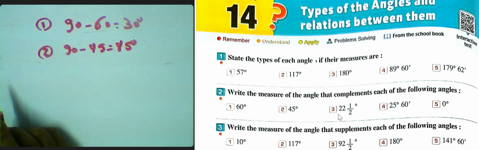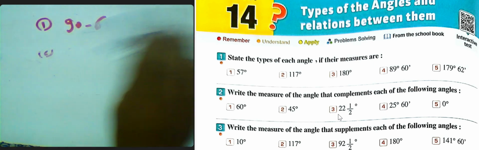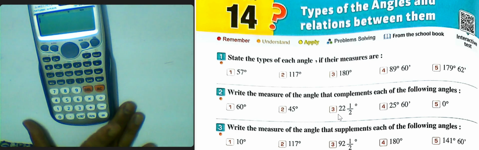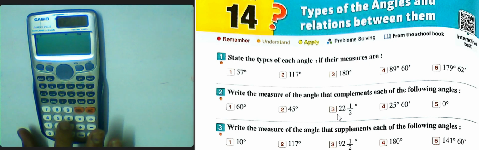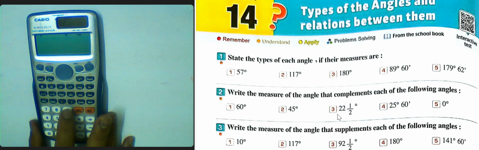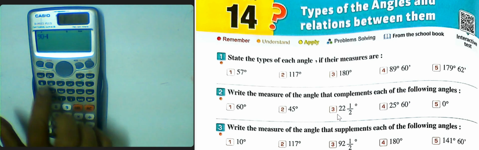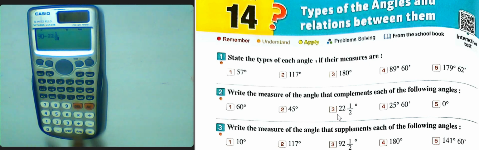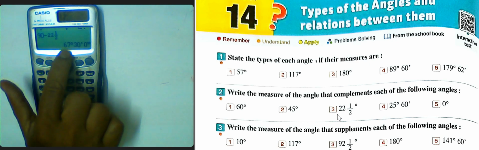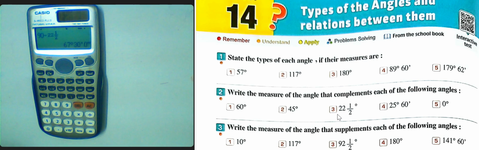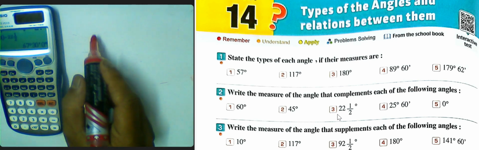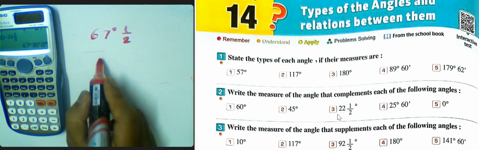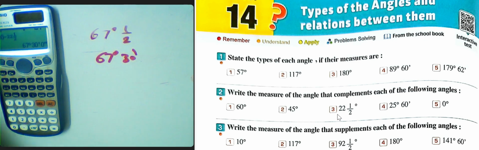Number 3, 22 and a half. You can use a calculator to find the result in decimal. Look here, question number 3, write the complement of 22 and a half: 90 subtract 22 and a half. The result will be 67 degrees and 30 minutes. Okay, write this result: 67 and a half degrees, or you can write 67 degrees and 30 minutes as you like.